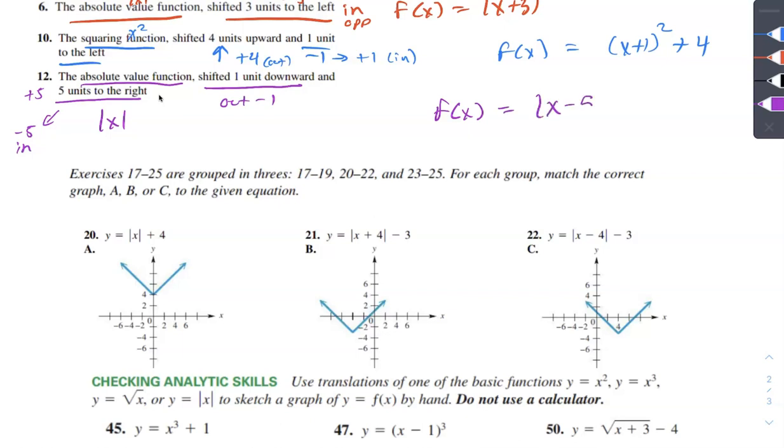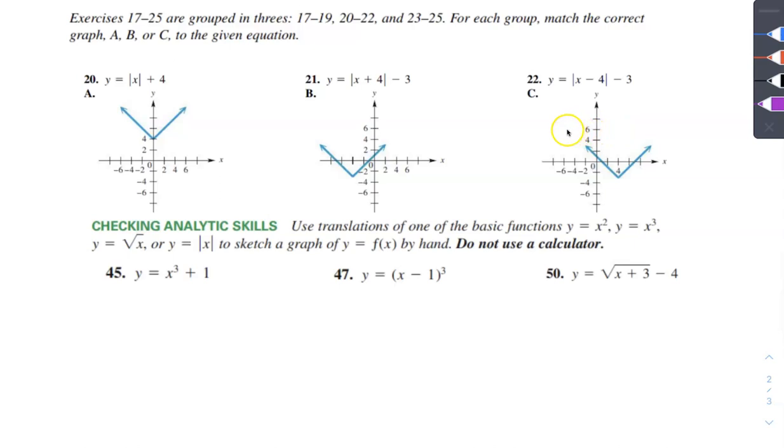So my equation looks something like this. X minus 5 on the inside, plus, minus 1, sorry. Minus 1 on the outside. That's right. So this thing would be shifted 1 unit downward, outside, and then 5 units to the right, inside opposite. So that'd be plus 5 and you move to the right.